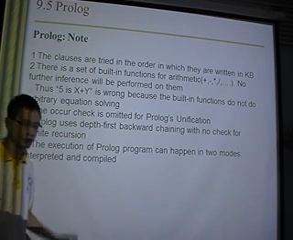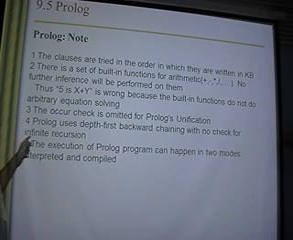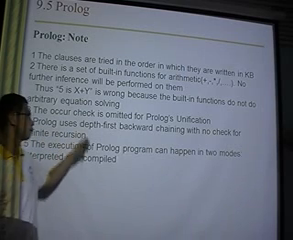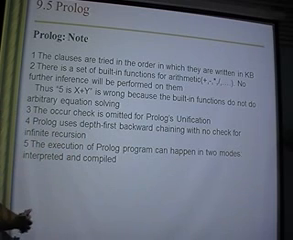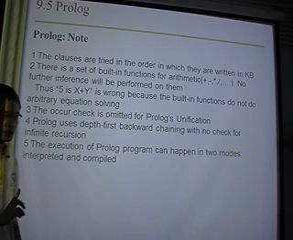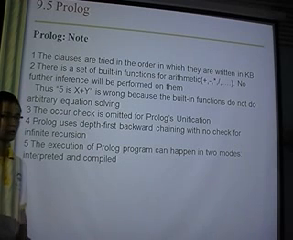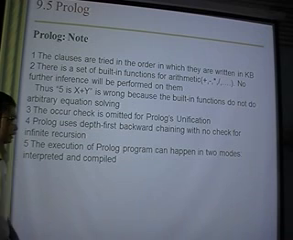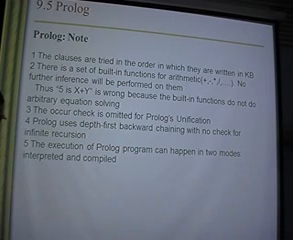And the occur check is omitted from the Prolog unification procedure, and Prolog uses a depth-first backward chaining algorithm with no check for infinite recursion. This is the second point of its drawbacks, as I will describe later. And finally, the execution of a Prolog program can happen in two modes: the interpreted mode and the compiled mode.